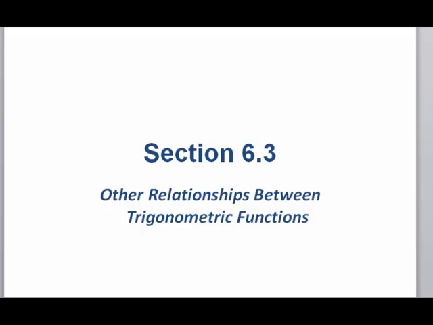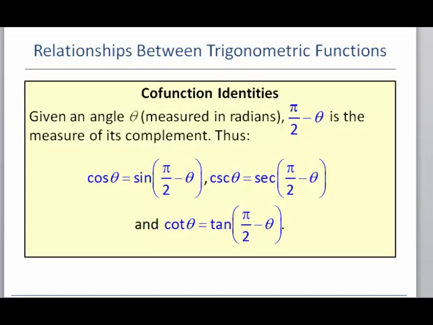We will conclude section 6.3 by discussing other relationships that exist between our trigonometric functions. We're going to begin with the idea of a cofunction identity. A cofunction identity depends on having two angles that are complementary to each other. If you recall from a geometry class, complementary angles are angles that add up to 90 degrees.